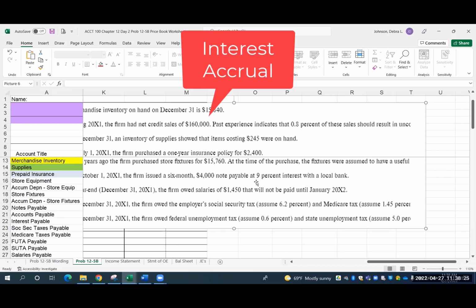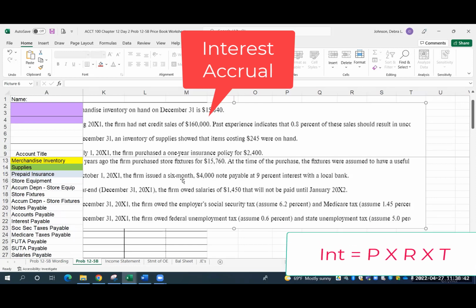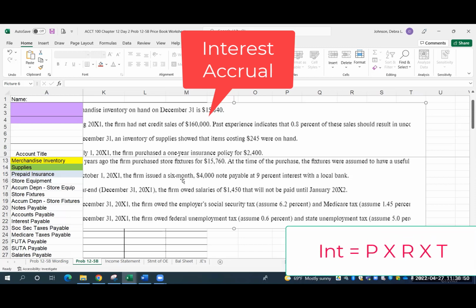So we're going to do principal times rate times time. We got the principal, 4,000. We got the rate, 9%. What everybody messes up is the time. They want to use the 6 months that the author gives you. That's not relevant. What's relevant is how much time has passed since you signed it. October, November, December. 3 months have passed.